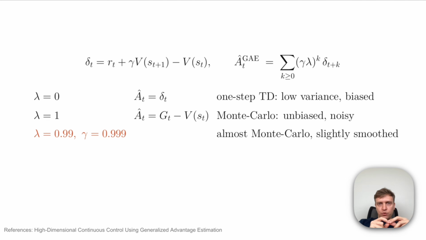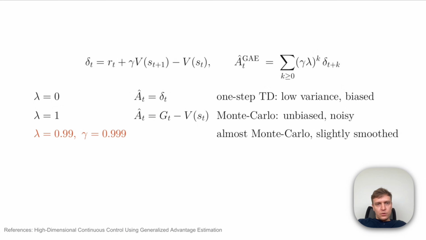In this formula, we have this new parameter lambda. So let's look at what happens when we change this lambda. If lambda equals 0, then our advantage estimation simply equals our first delta. So it's exactly just one delta for one step from S1 to S2. It has low variance, but can be biased.